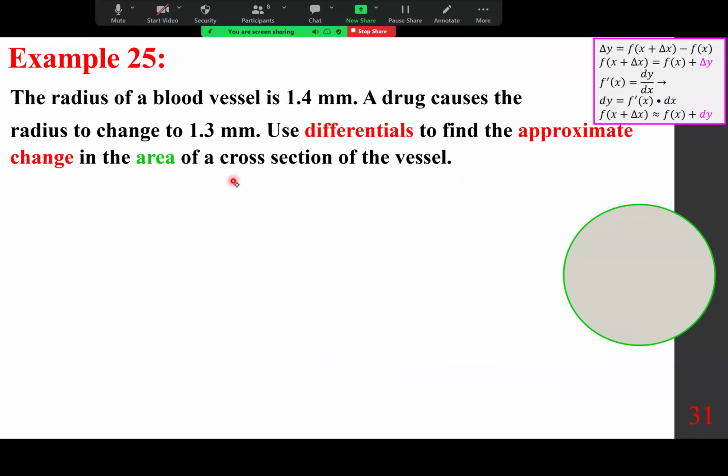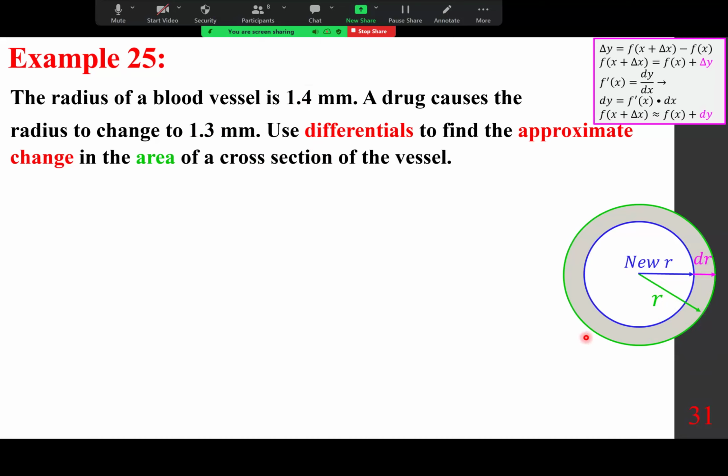So we have the radius of 1.4 to begin with. So this is the original radius. And now this is a new radius, which is smaller. The original one is 1.4. The smaller one is 1.3. And here's the difference, which is dr, or delta r. So r is 1.4. dr is the difference of the two, 1.3 minus 1.4, which makes a negative 0.1.